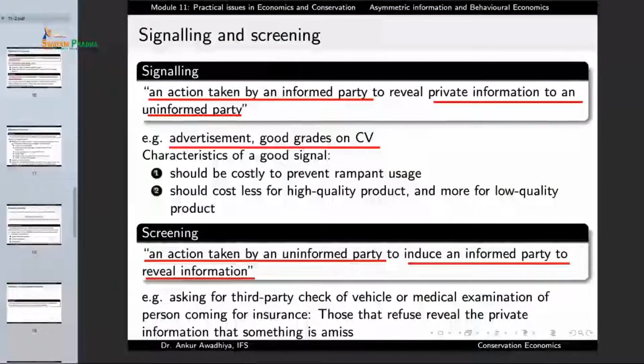Now, another example is the medical examination of a person who is coming for insurance. When somebody comes to get a medical insurance or a life insurance, the insurance company generally asks that person to go for a medical examination, get a medical certificate about how fit you are, so that if the person has any underlying diseases, that should come up, and that would influence the rates at which the insurance will be provided to the person.